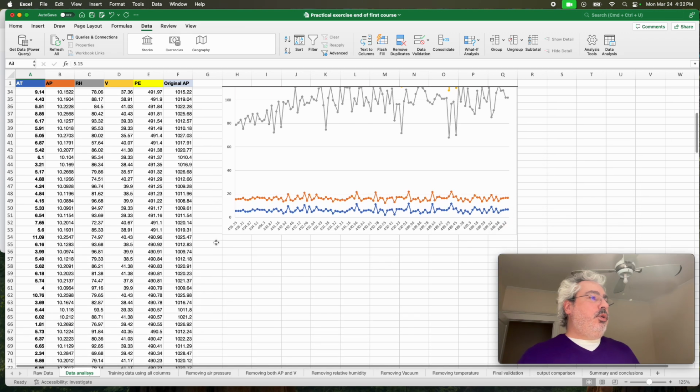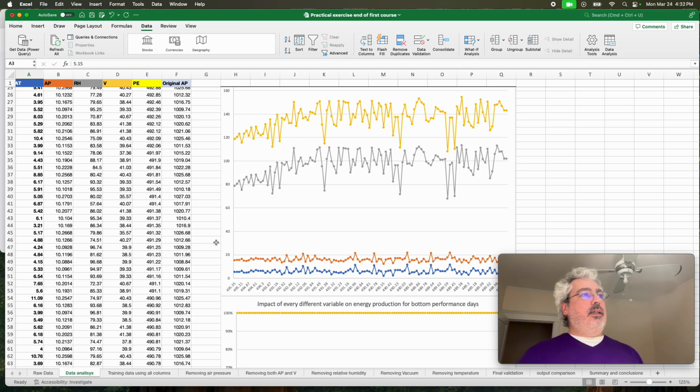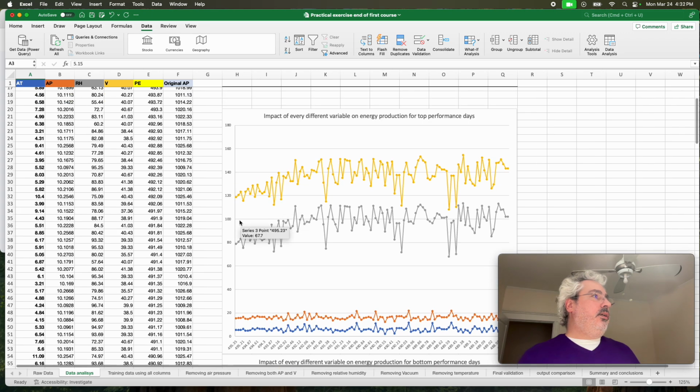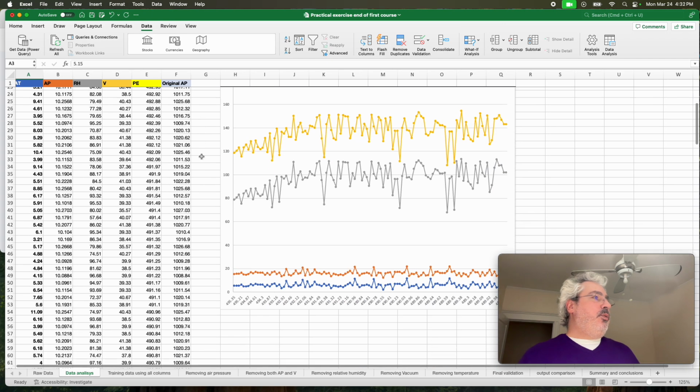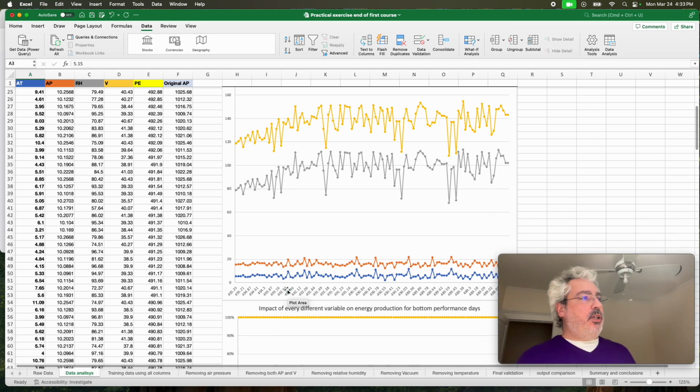So as a first attempt, I took two measures from the highest and lowest energy production days, and this one depicts the higher ones, and we can see that vacuum and, sorry, relative humidity kind of go hand in hand, and temperature and atmospheric pressure go hand in hand in these days, which tells me that maybe one of these couple of features may be relevant, and we could consider just one in case we have a performance issue.